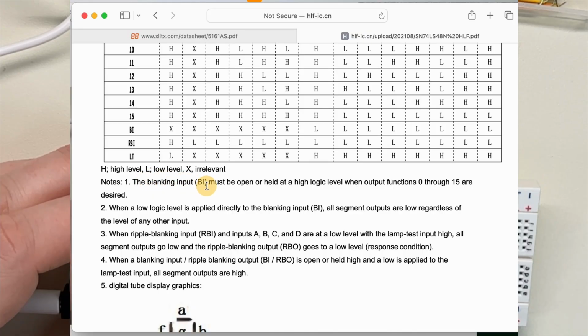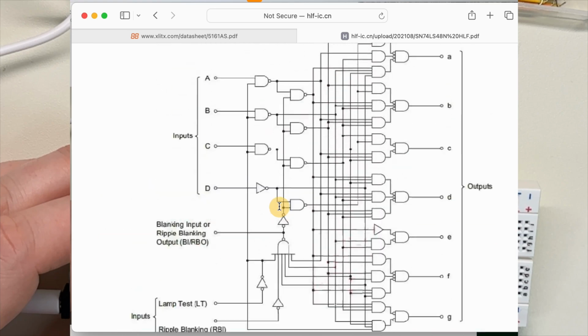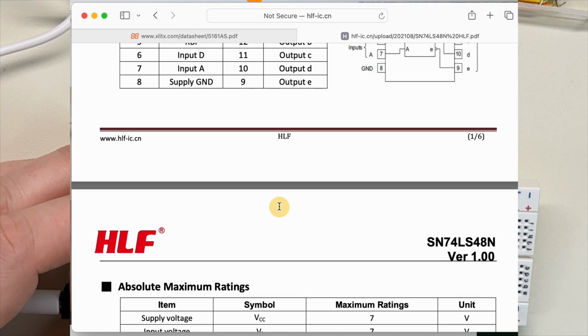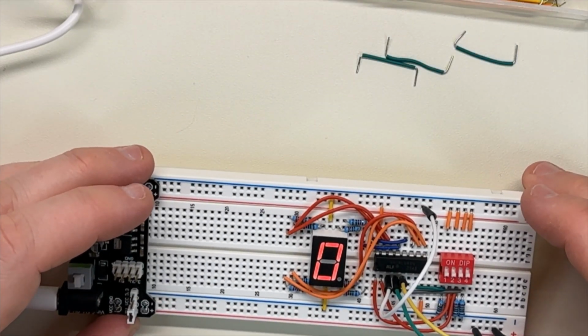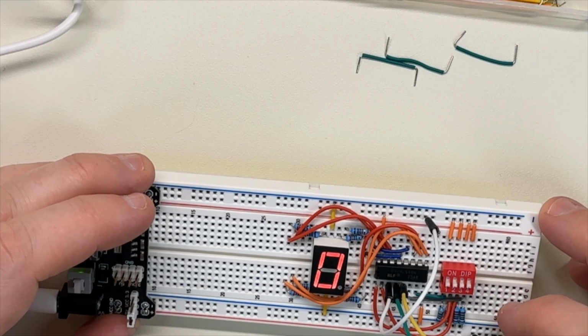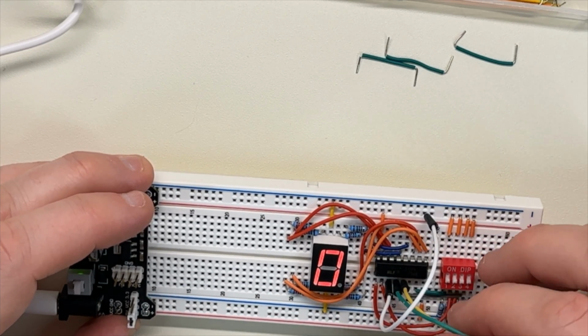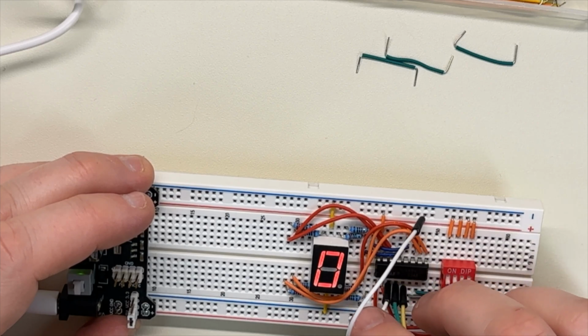The blanking input BI must be open or held at a high logic value when performing functions 0 through 15 are desired. When a low logic value is applied directly to the blanking input, all segment outputs are low, regardless of any other level. Oh. So maybe BI is acting almost like an enable-disable for the whole chip. So I guess if you had a bus with multiple ones of these on it, that's how you would say use this digit or something like that. Although I'm not really seeing that effect here unless I've got my numbers mixed up.